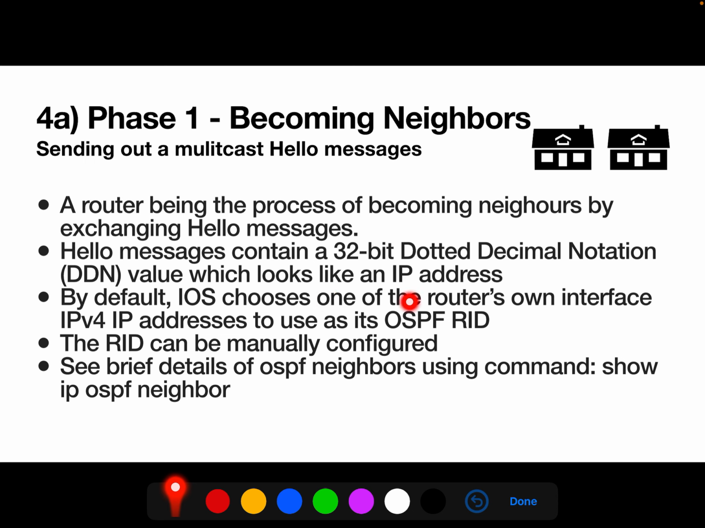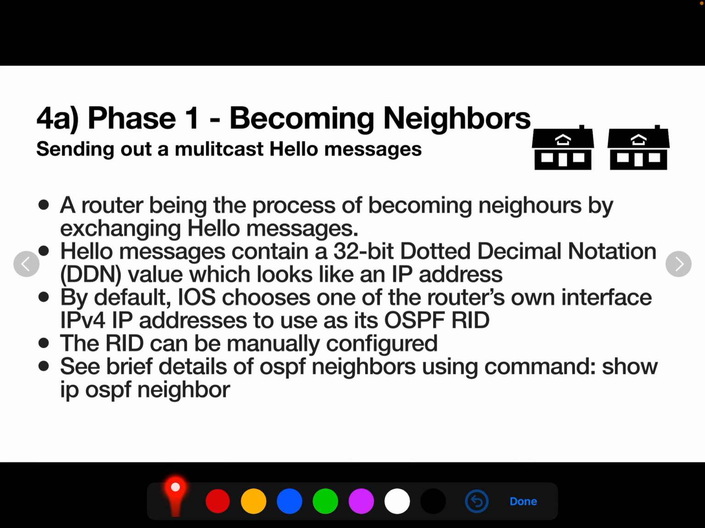If you've got a notebook in hand and pen, please write this down. IOS chooses one of the router's own interface IPv4 addresses to use as its own OSPF RID by default. The RID can also be manually configured. To see brief details of OSPF neighbors, use the command show ip ospf neighbor. Show ip ospf neighbor. Please also write that down. So that's two things I want to specifically highlight.